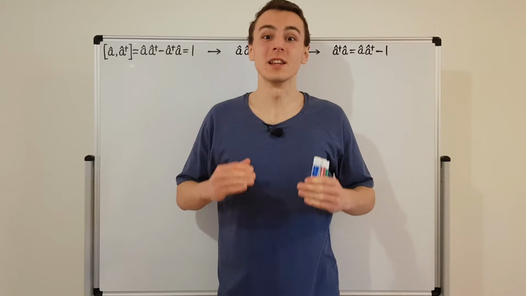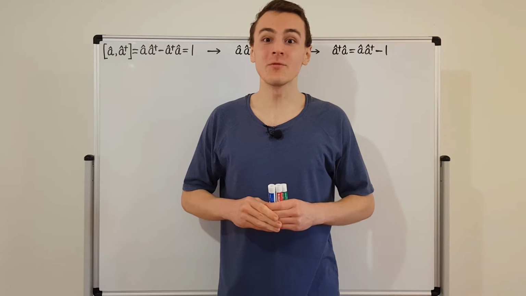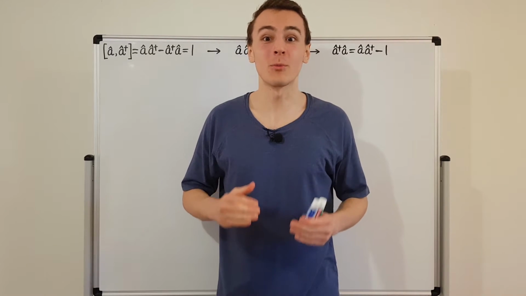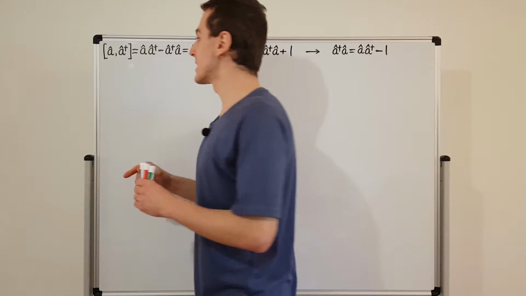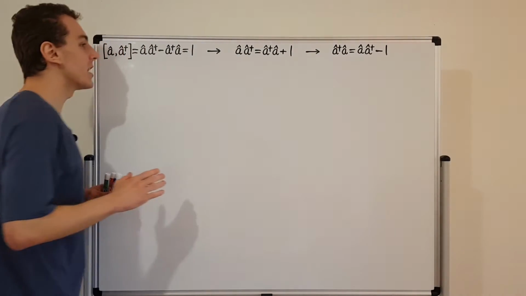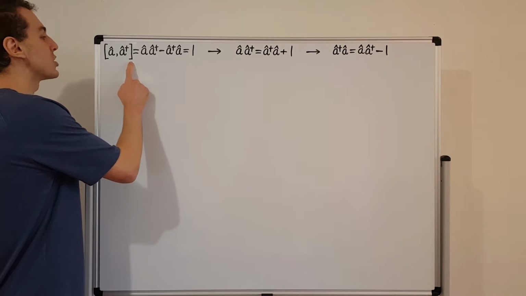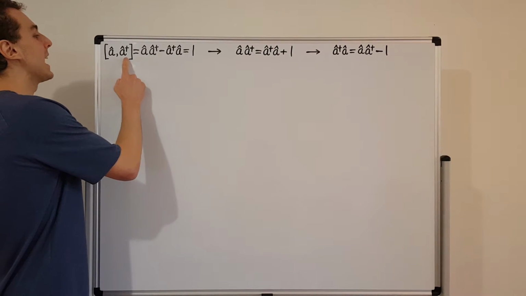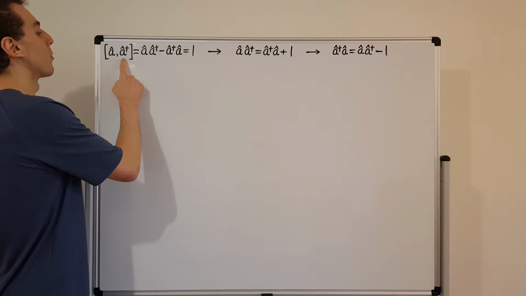Let's use the ladder operators to raise and lower the energy eigenvalues of the quantum harmonic oscillator Hamiltonian. First, I want to introduce something that's very important for the derivations that I'm going to do in this video. This is the commutation relation that links together A and A dagger. These collectively are known as the ladder operators.